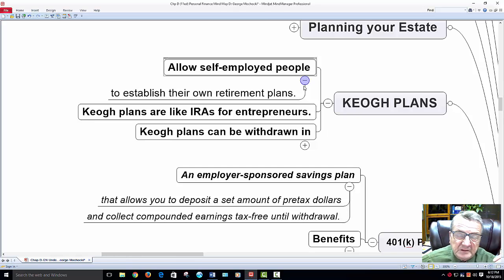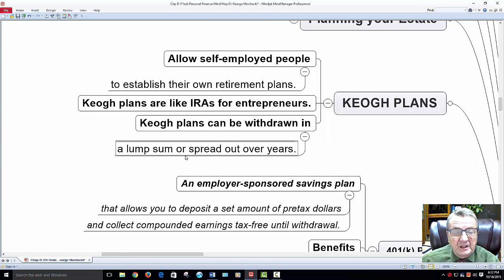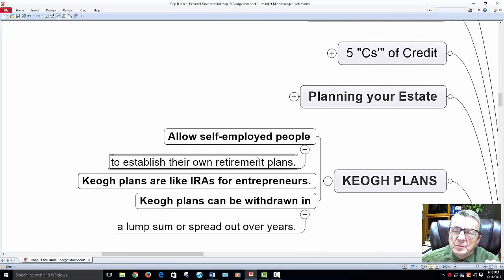Okay, now the Keogh plan allows self-employed individuals, if you're a self-employed entrepreneur, a small business owner, you are the president or the owner of that business, to establish your own retirement plans. Keogh plans are like IRAs for entrepreneurs. Keogh plans can be withdrawn as a large lump sum or spread out as an annuity. A lot of people do it as an annuity. You have a fixed income and you're used to that income and you do pretty good.